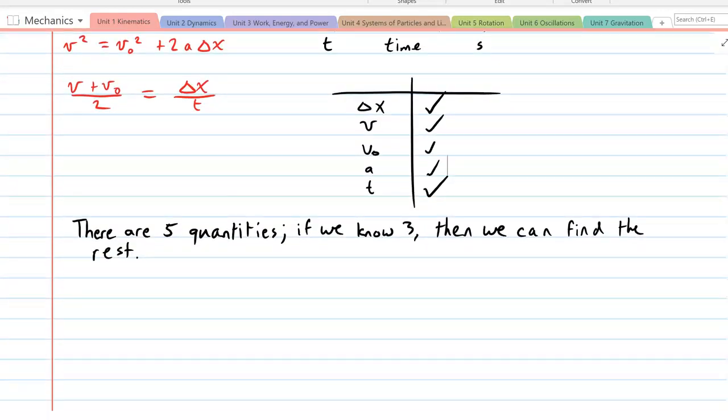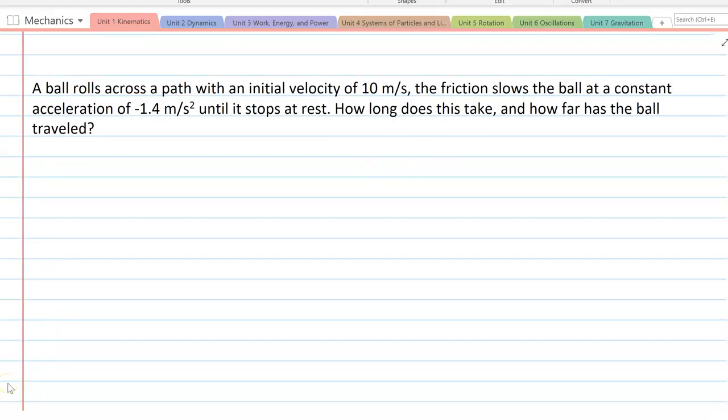So we're going to do one example of this. Here's a common example of using one-dimensional kinematic equations. A ball rolls down across a path with an initial velocity of 10 meters per second. The friction slows the ball at a constant acceleration of negative 1.4 meters per second squared until it stops at rest. How long does this take, and how far has the ball traveled? So what we want to do is do the table, right? So what do we know? Do we know anything from this?